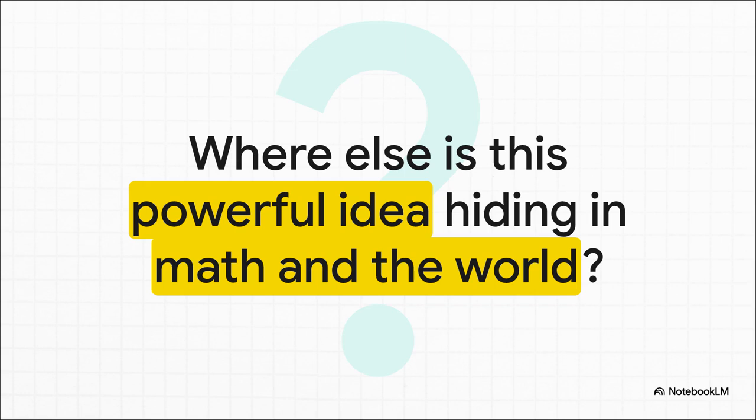So we've looked at symmetry on these flat 2D graphs. But this core idea of invariance, of something staying the same even when you change something else, is honestly one of the most powerful ideas in all of science and math. You see it in physics, in chemistry, in art, in music. It's everywhere. So the question I want to leave you with is this. Now that you know what to look for, where else are you going to find it?